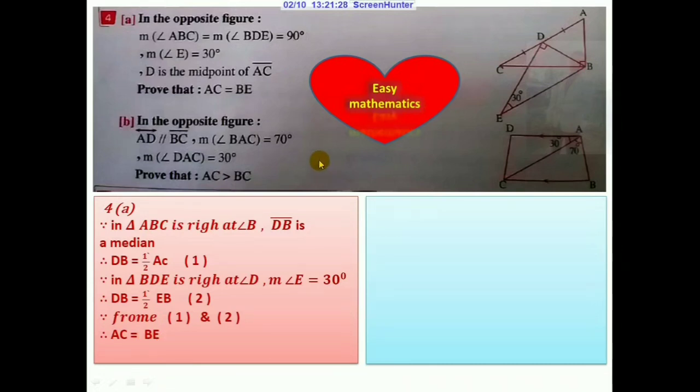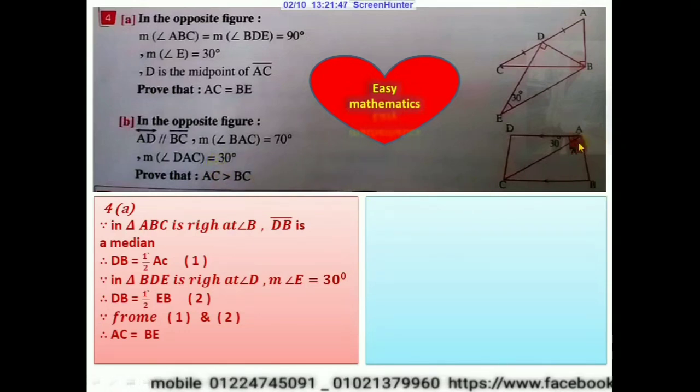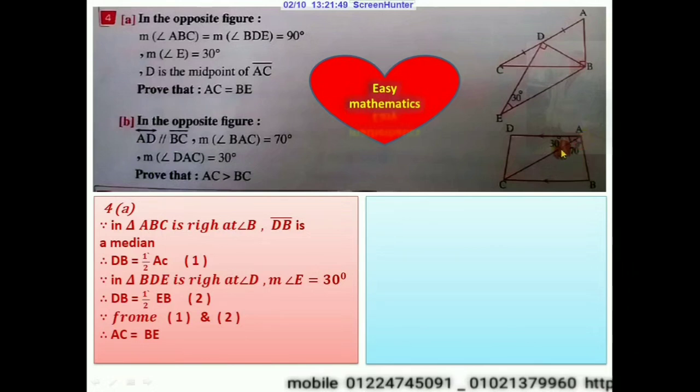Let's see the second part. For B, in the opposite figure, AD is parallel to BC and the measure of angle BAC equals 70 degrees, measure of angle DAC equals 30 degrees. Now he asked me to prove side AC is bigger than BC. To prove that, we must find all the angles inside the triangle which contains AC and BC, I mean this triangle ABC.